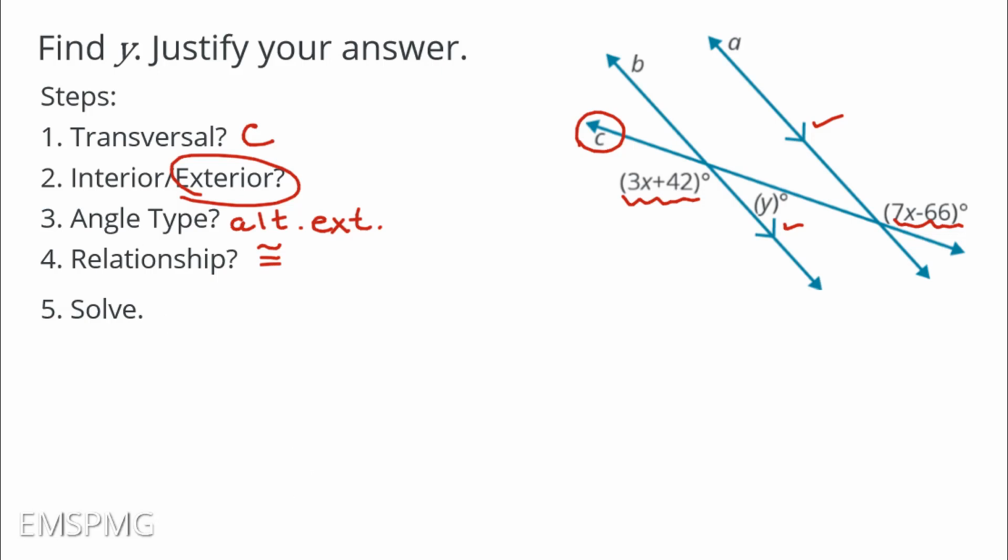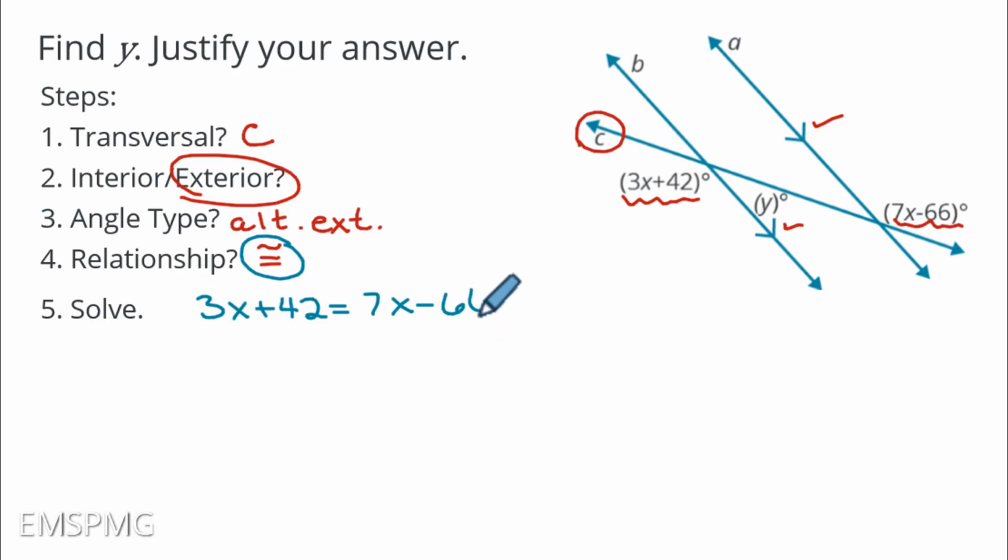So let's go ahead and get started here. That's what's nice about your step process here. They're alternate exterior, which means they're congruent, which means that the measures have to be equal to each other. So your equation is just going to be setting the first angle equal to the other angle. So now we've done that, we just solve it like normal.